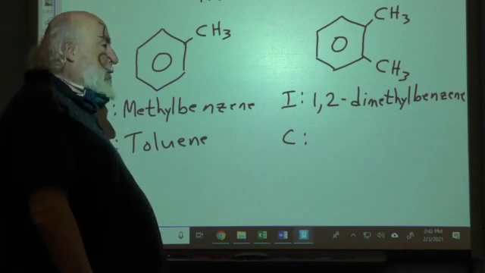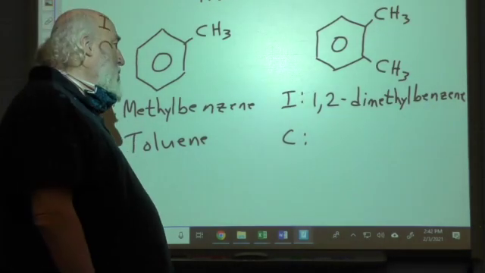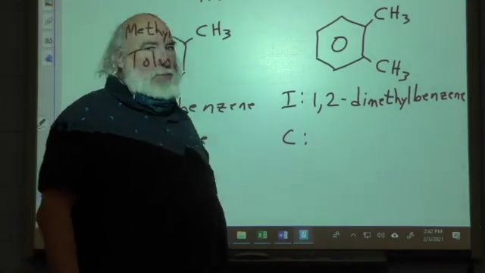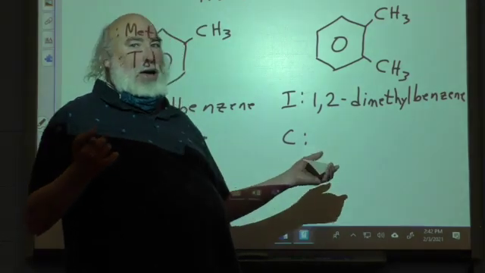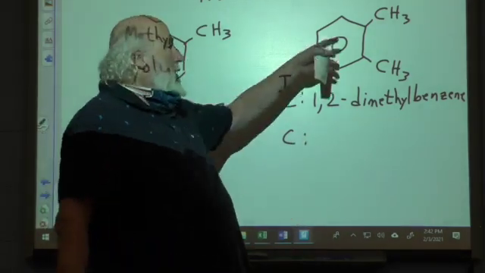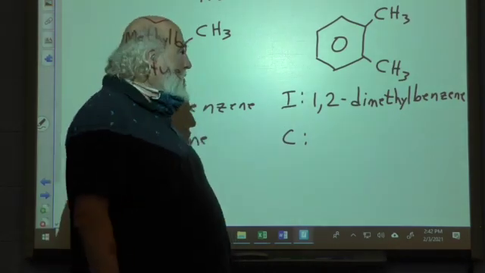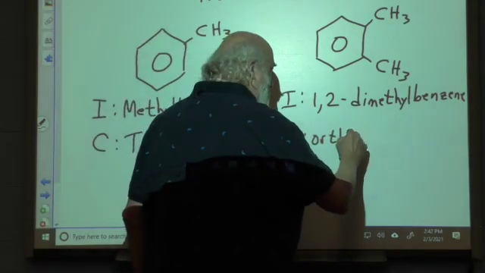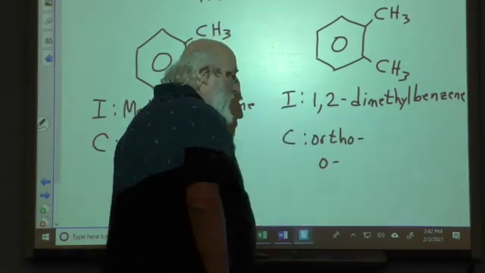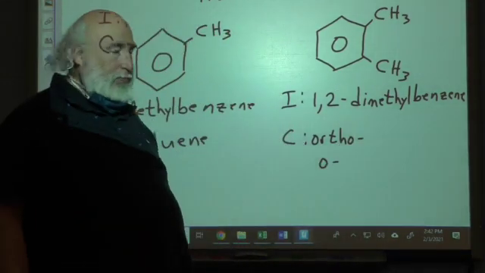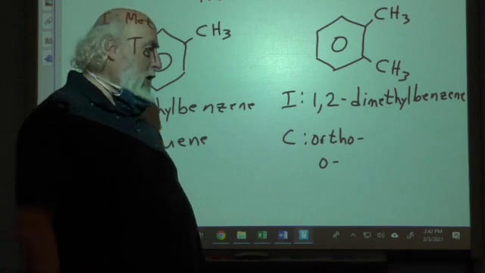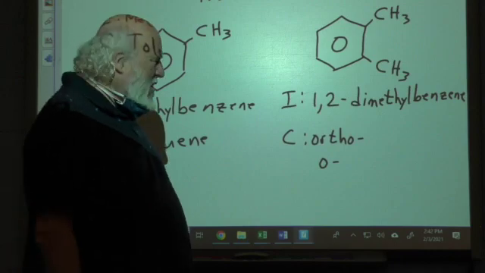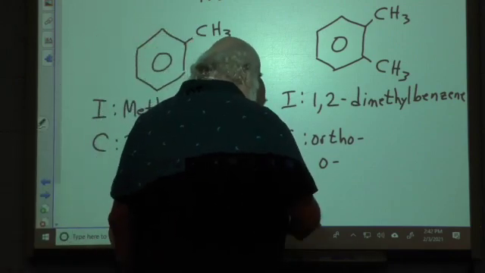No, we're going to do all kinds of nasty things here. First of all, we don't use numbers in the common name. No, we use words or letters that represent words. These are right next to each other, so this is called an ortho compound, or the letter O. You can say ortho, or say O, I don't care. But they don't even call this dimethylbenzene. No. So we call this xylene.